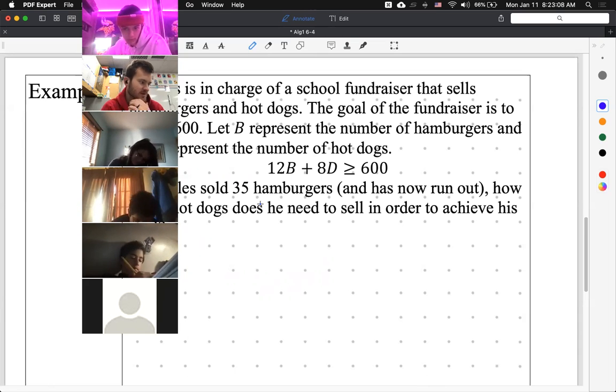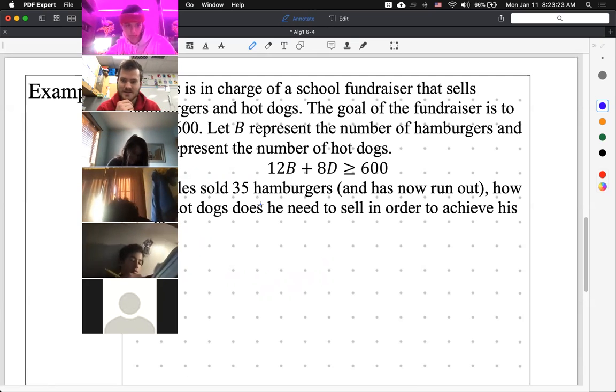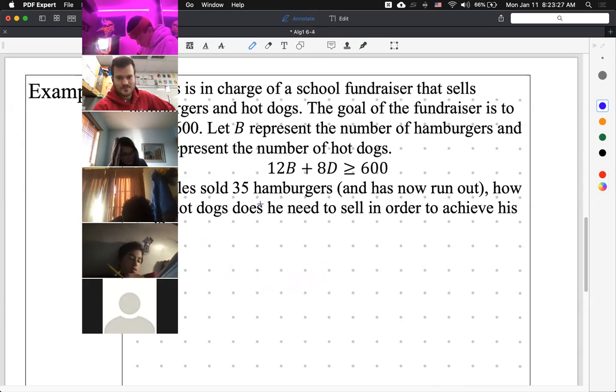There it is. And then we have our inequality. And we only have one question this time. And so we're going to assume that Charles sold 35 hamburgers and he's out of hamburgers. And he needs to sell enough hot dogs so that he can achieve his goal. How many more hot dogs does he need to sell? This is very similar to example number 2, except there's a bit of math that happens after you do stuff.